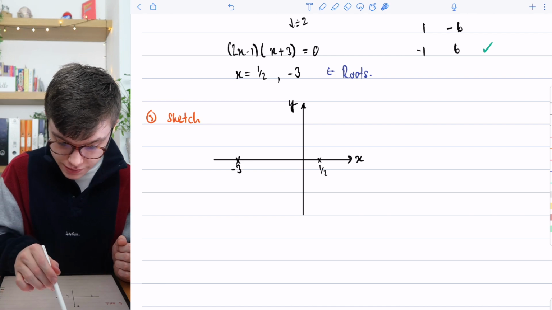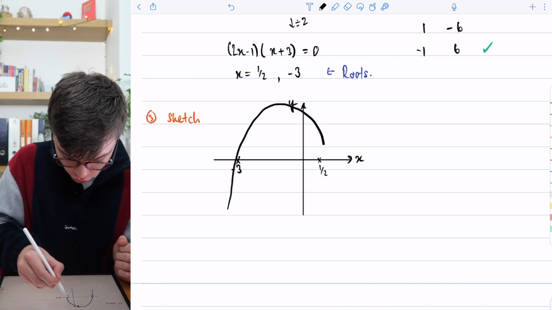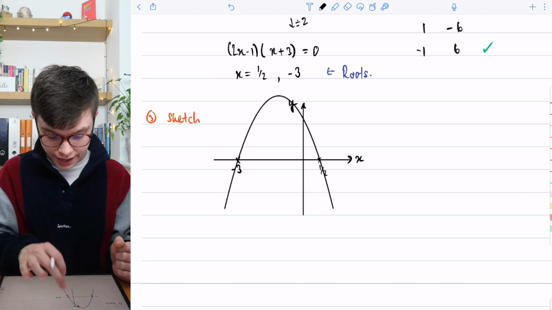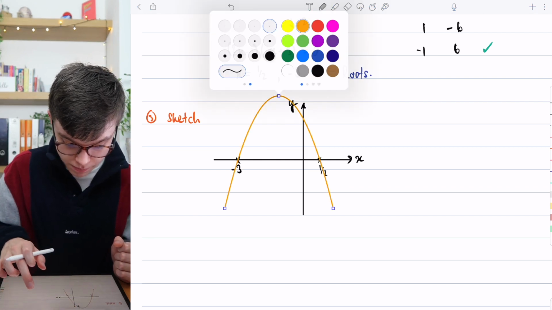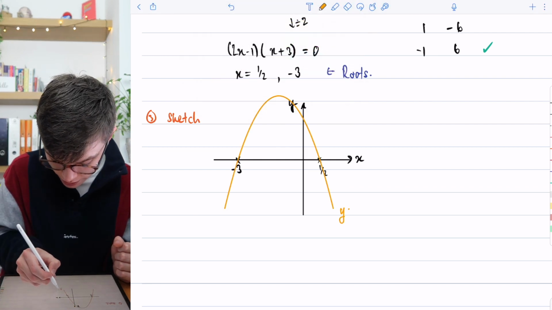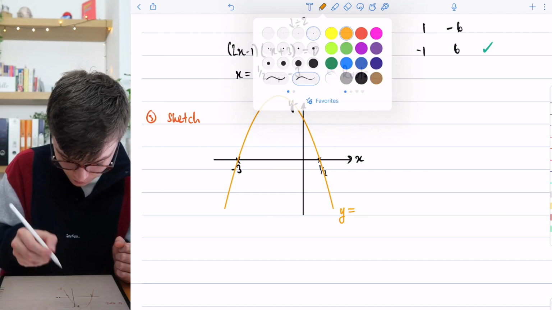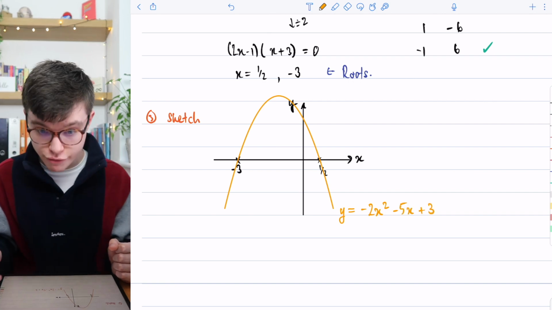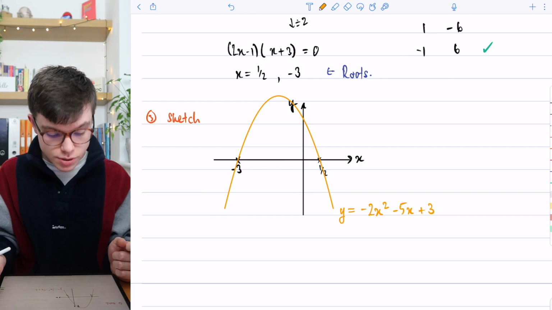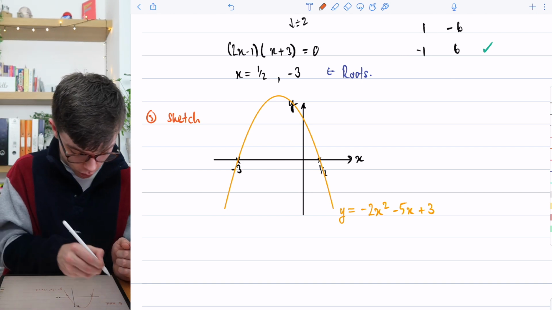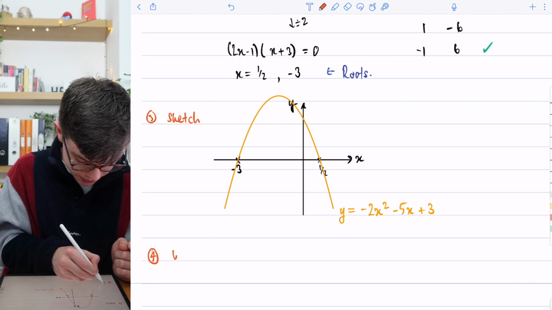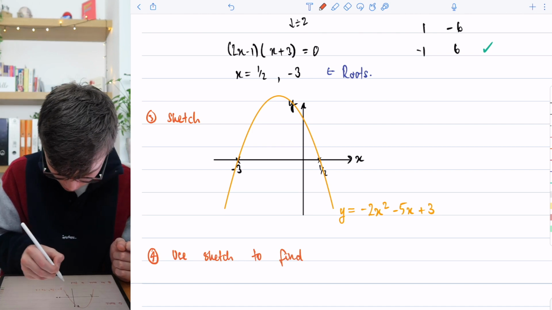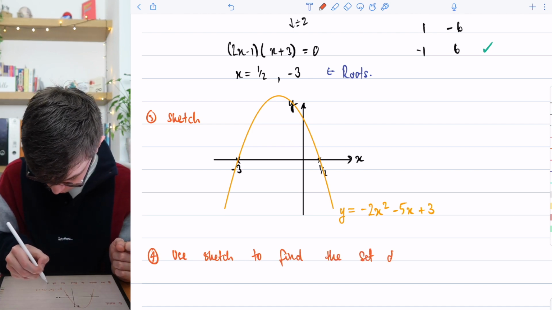And so what I'm going to have is a quadratic that looks something like that, and in fact I will change that to be orange. So that is y equals minus 2x squared minus 5x plus 3. Right, so now what I want to do, that's part 4, is use the sketch to find the set of values of x.